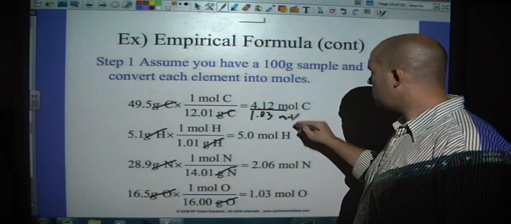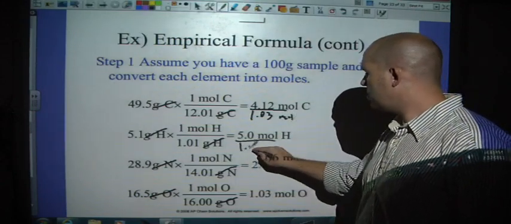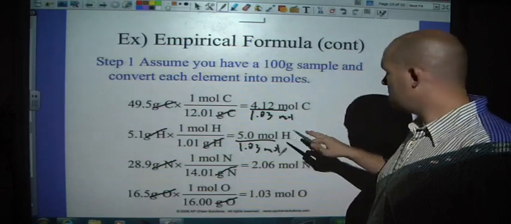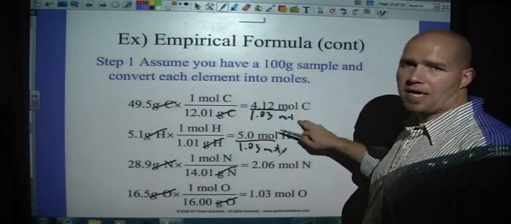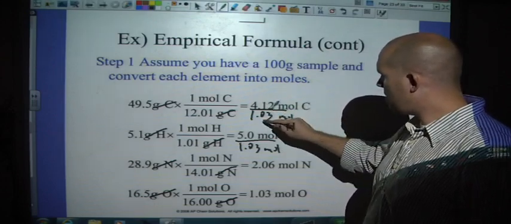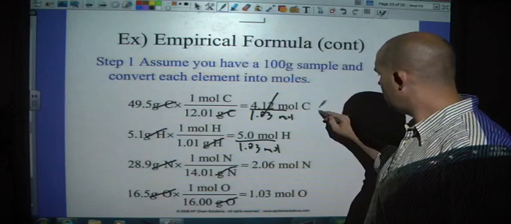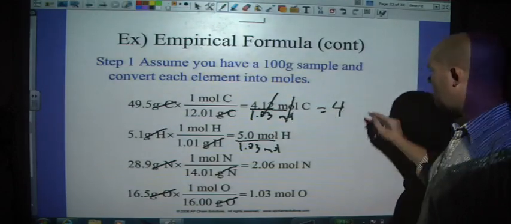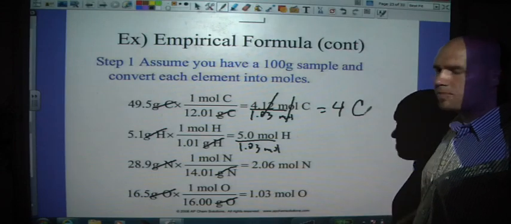1.03 moles. Again, you're leaving it generically just moles. You don't want to say moles of oxygen, because that complicates your units. What's going to happen then is 4.12 divided by 1.03 equals 4. Moles divided by moles, that's left out. I'm left with 4 carbons.